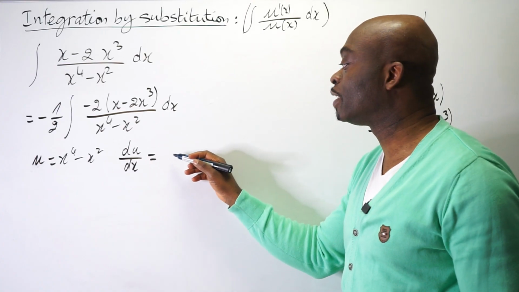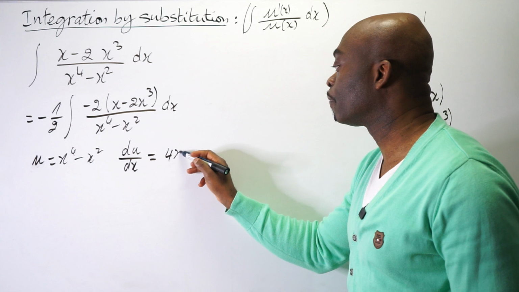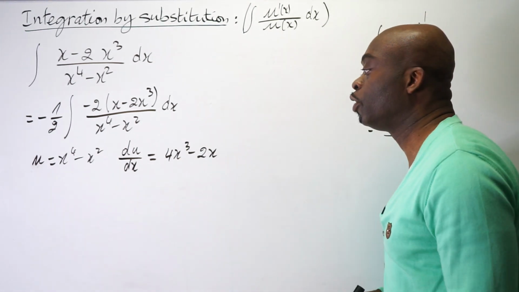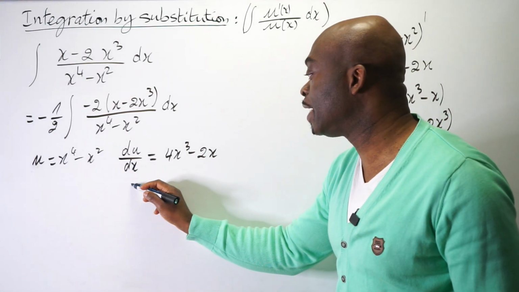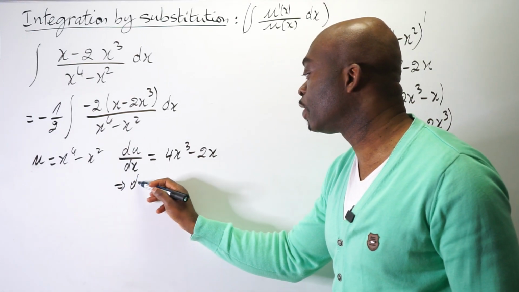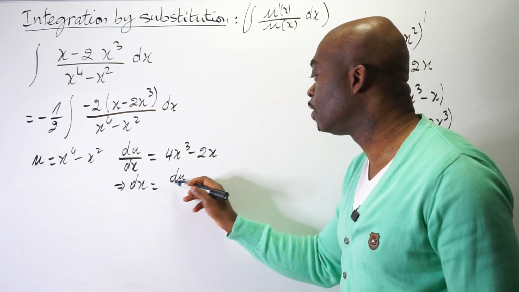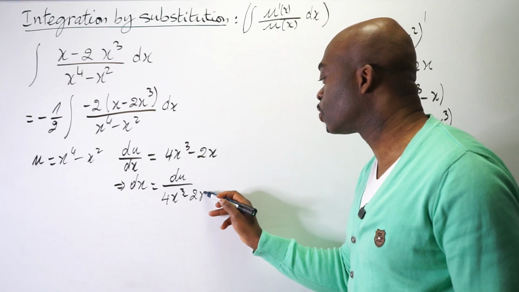So that would give us what? That would give us then, so that means we're finding the derivative of that. That is 4x to the third minus 2x. We did it earlier. So once we get this, now we can derive dx out of it. So that is dx equals du over 4x to the third minus 2x.